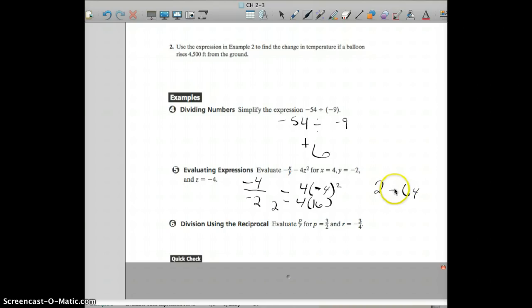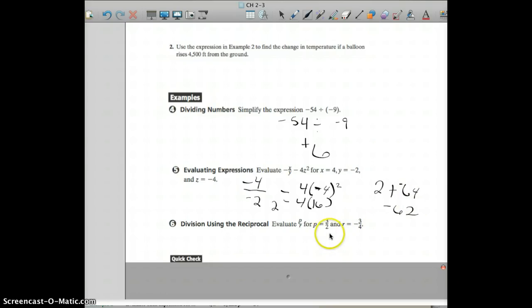2 minus 64. If you think back to what we learned yesterday with our subtraction rules, we can change this subtraction to an addition and change the positive 64 to a negative. So now you have $2 and you owe me 64. So you're going to end up owing me 62 more dollars, or you're in debt, or your answer is a negative 62.